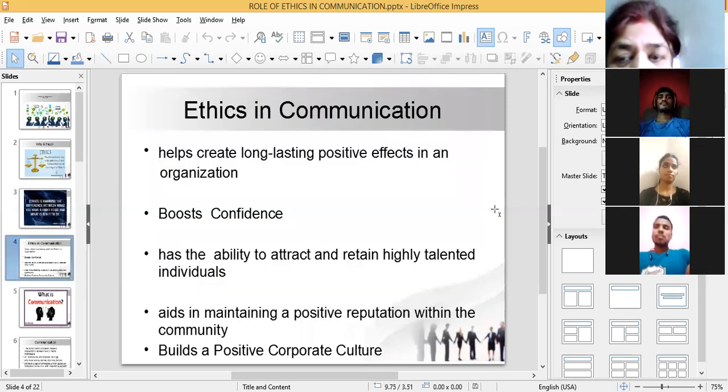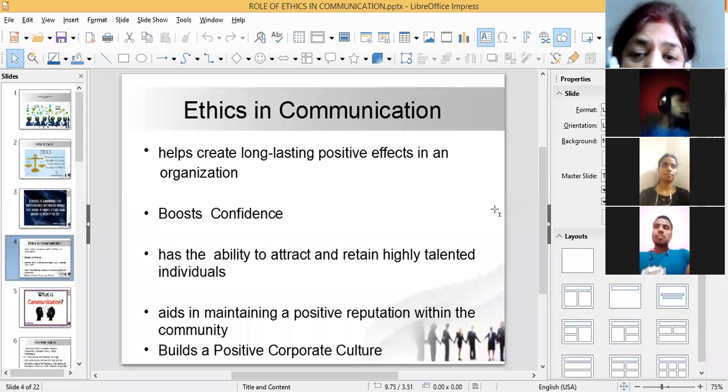Ethics and communication. How is it going to help you in the long run? So ethics helps to create long-lasting positive effects in an organization. It helps you to create a long-lasting what? Positive effect in an organization. Everything is possible with good behavior. Everything is possible with good communication.